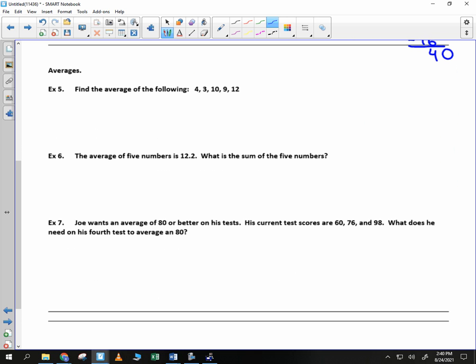Let's try something a little bit easier. Find the average of the following. How do we find averages? Add them all and divide by that number. So 4 plus 3 plus 10 plus 9 plus 12. Divided by what? There are 5, exactly, the number of terms that we added. We added 5 terms. 4 plus 3, 7 plus 10, 17 plus 9, 26 plus 12.